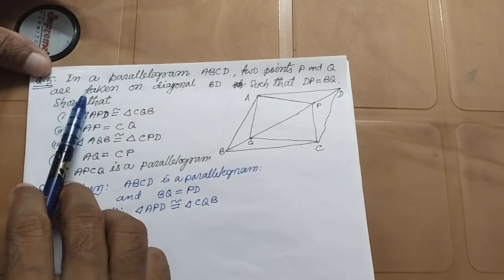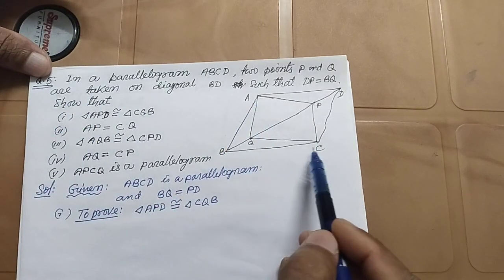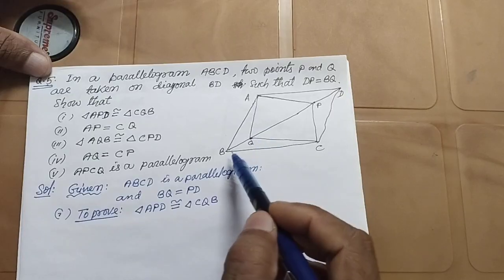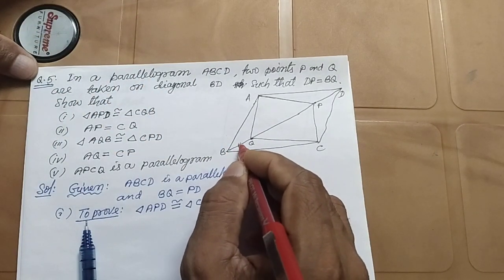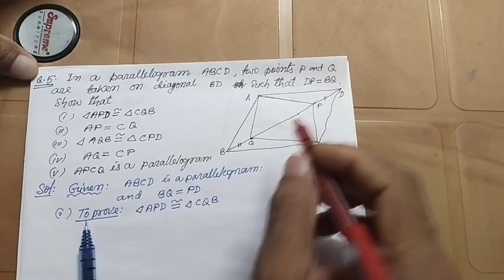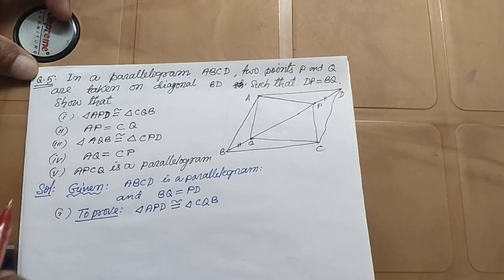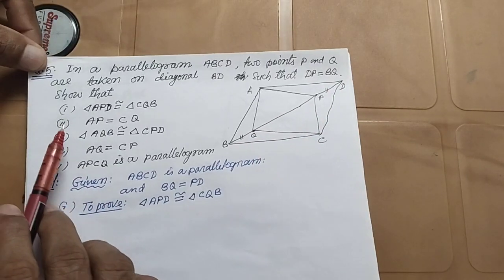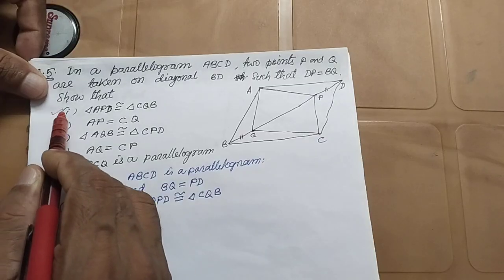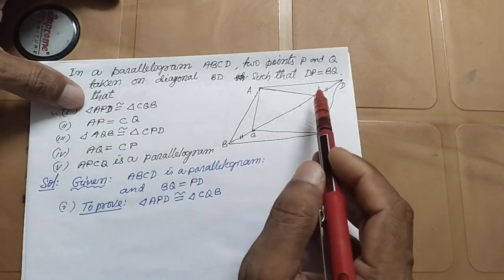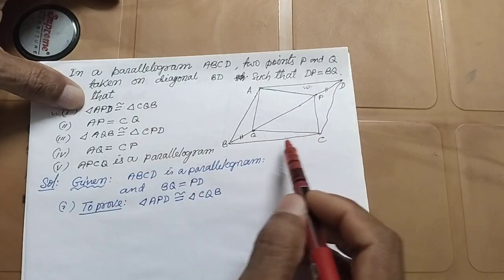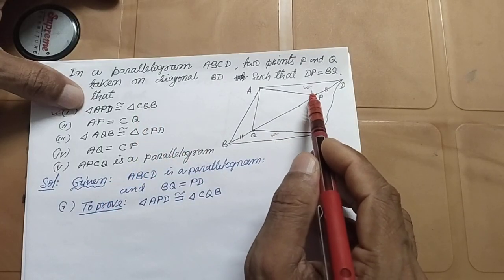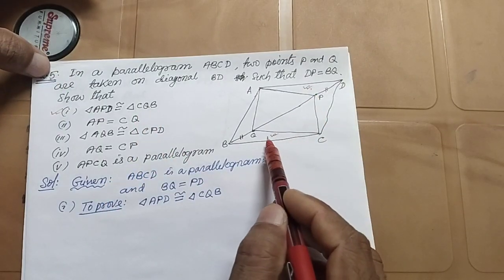Question number 5. It is given ABCD is a parallelogram, and also it is given this distance BQ is equal to BD. These two distances are equal, and in the first part you are asked to prove that triangle APD is congruent to CQB. CQB is this. So the first part is to prove these two triangles are congruent.